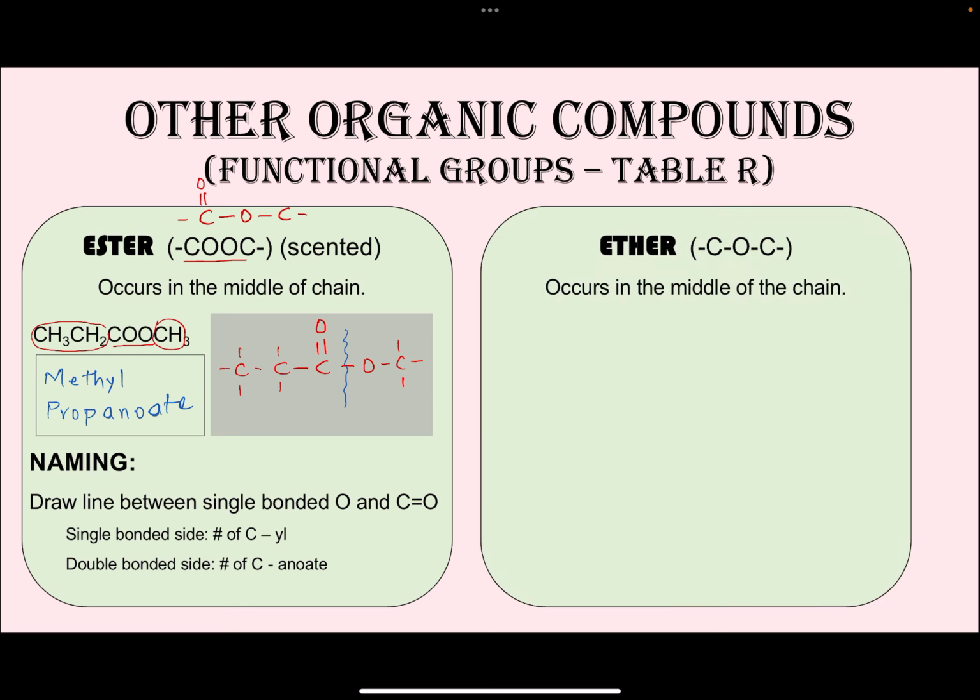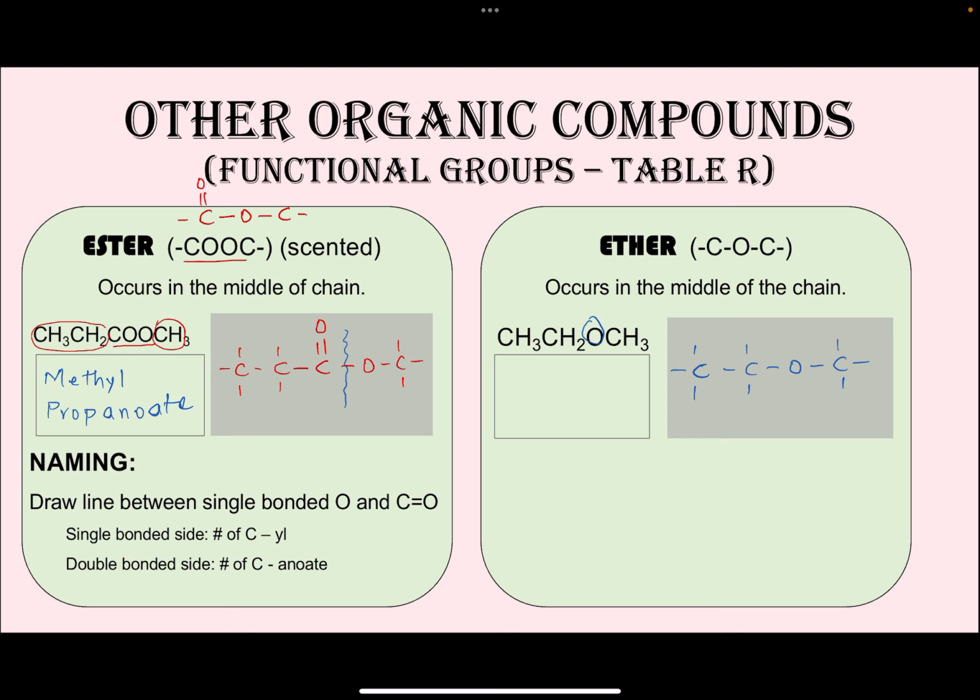Ethers have this functional group. They just have an oxygen in the middle of the chain. So here's an example. Let's try to draw this. We see an oxygen in the middle, so right here. And then on one side of the oxygen, we have CH3. On the other side of the oxygen, we have CH2 and CH3.